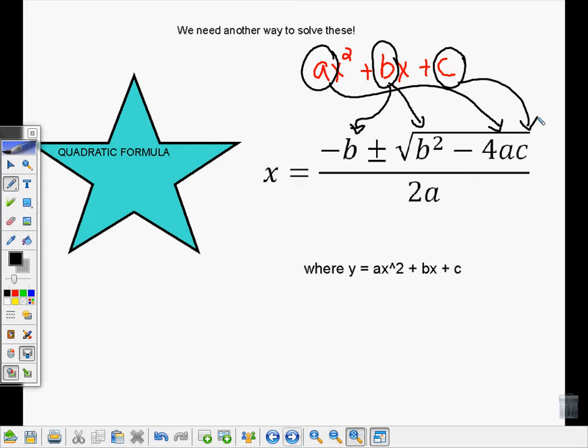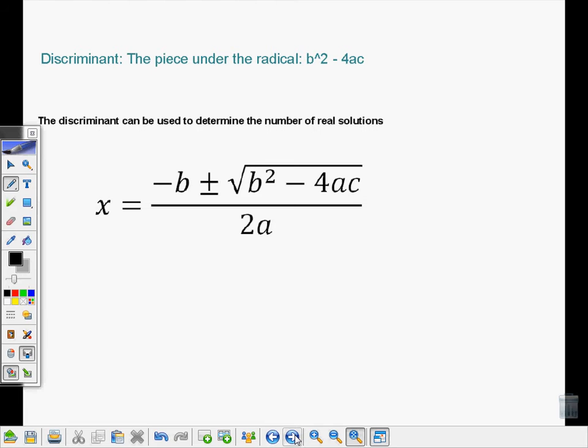All right? So, a couple other things we need to talk about though. The discriminant, okay, that's this word up here. That is the piece under the radical or under the square root. Now, we use that for a couple different reasons. All right, so this b squared minus 4ac, that is your discriminant.